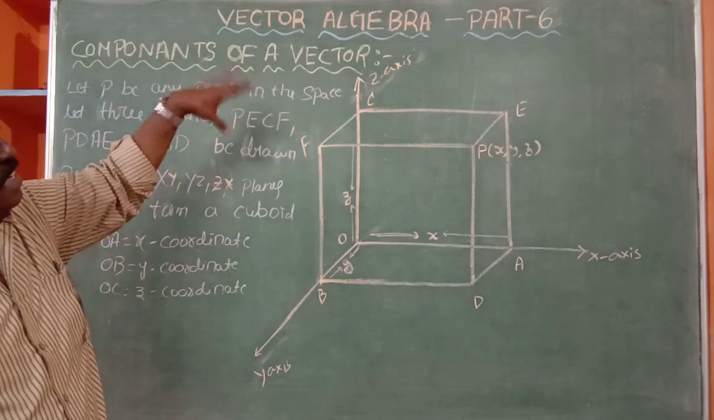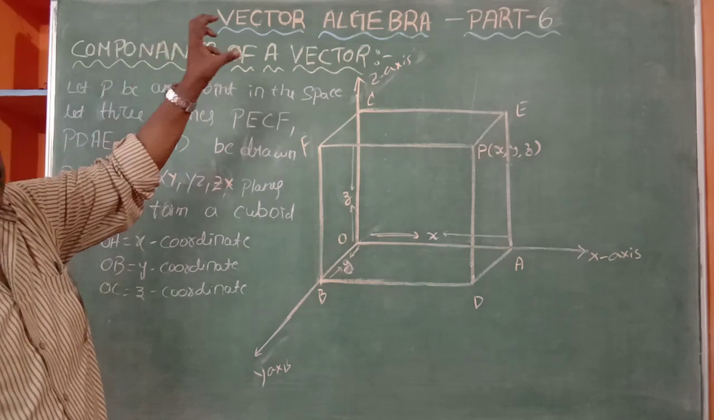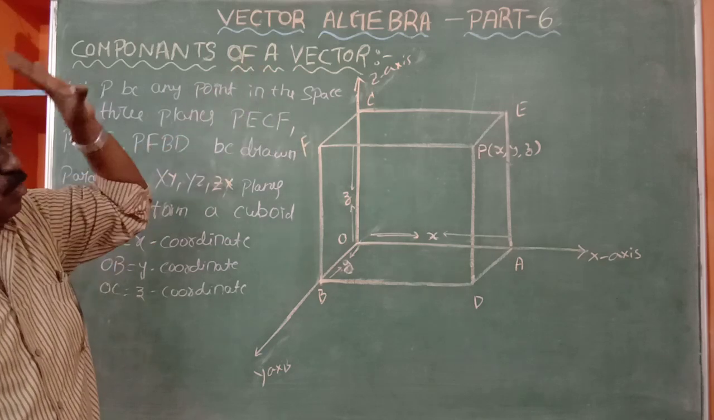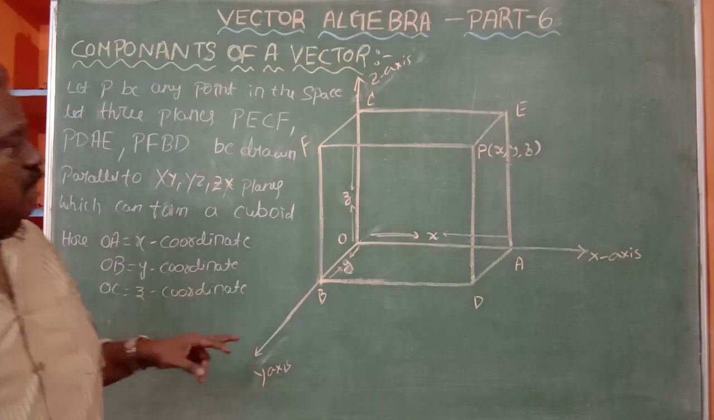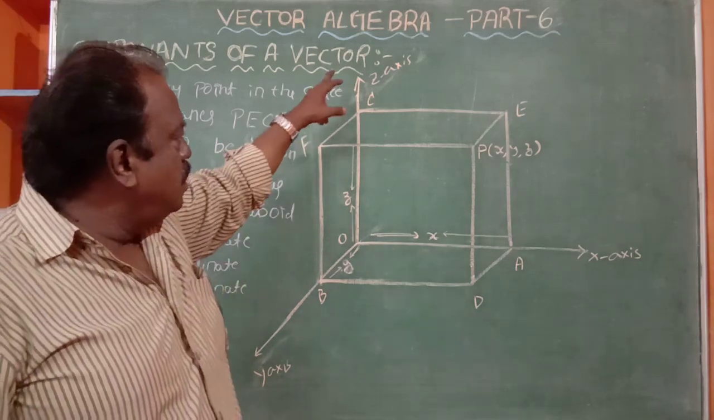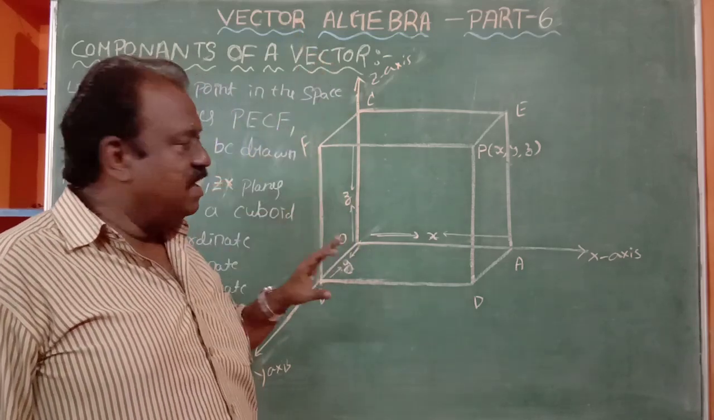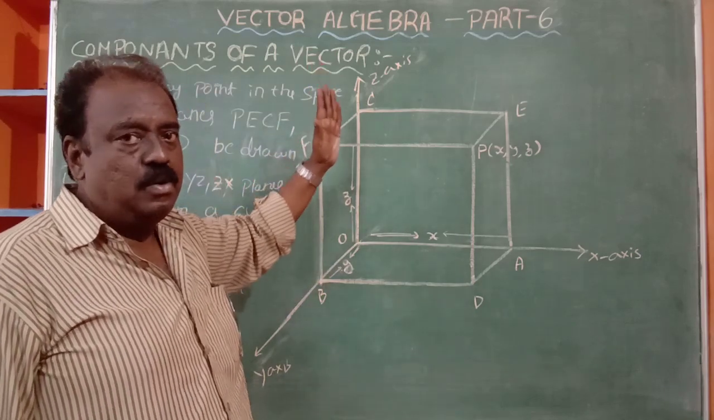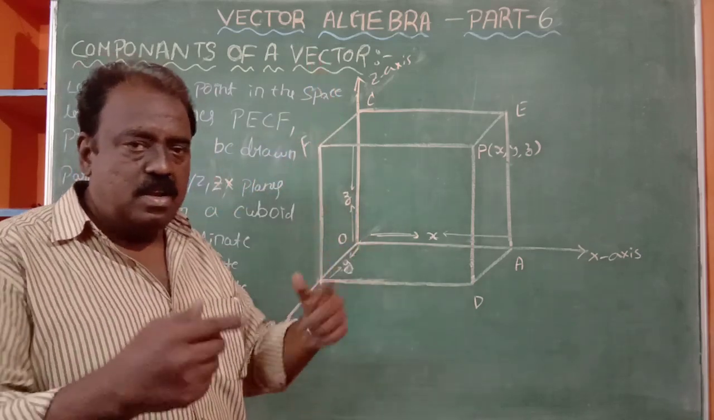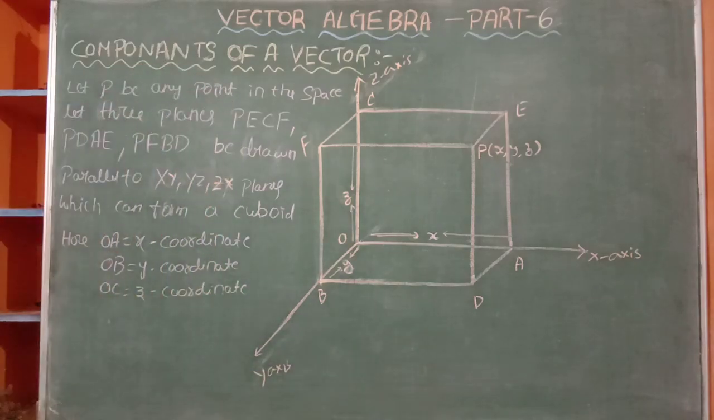Here, it is a different one. With the help of components, we can define a vector. This concept is very, very important. Already I told you, it is the x-axis, y-axis and z-axis. Just I changed the y-axis here and the z-axis here. Think of our room. It is the x-axis, and we assume this is the y-axis and it is the z-axis.